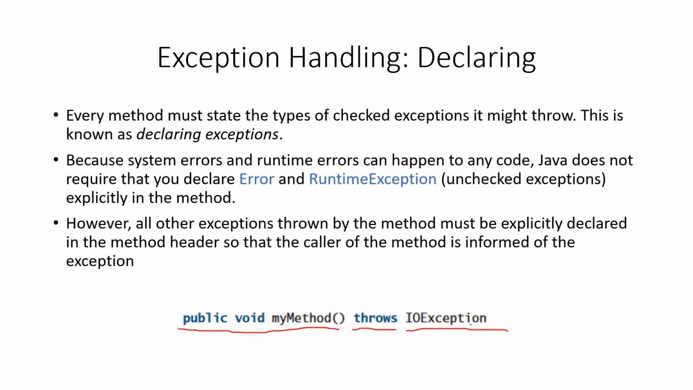For example, we want to handle the case when we want to read some information from an outside file or txt file, and in that case we can get the IOException. This is how we declare the exception. We use the keyword throws, and then we define what kind of exception we want to handle.